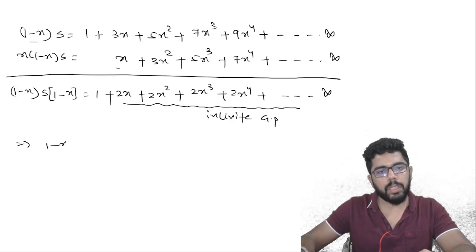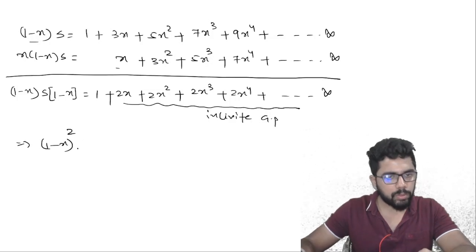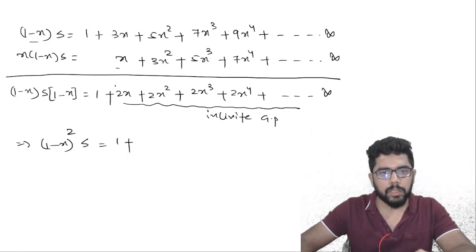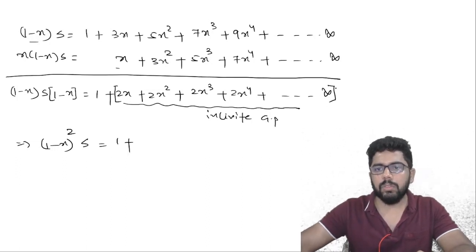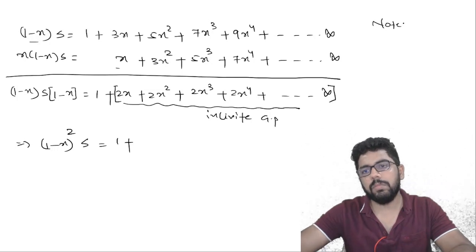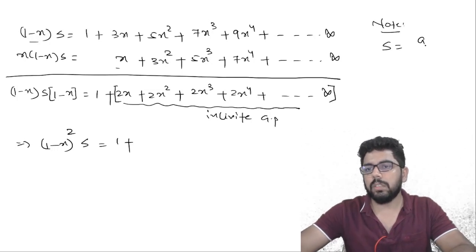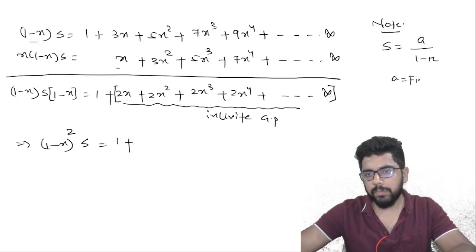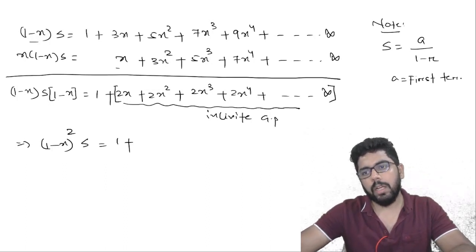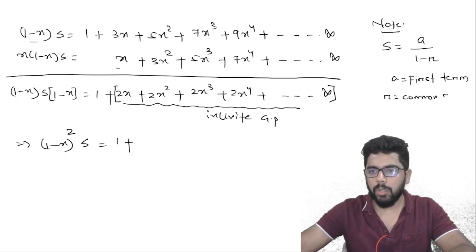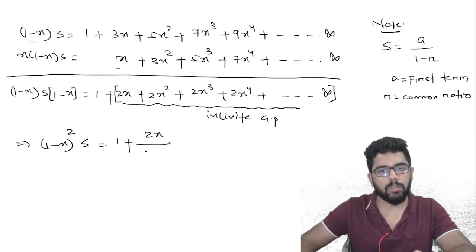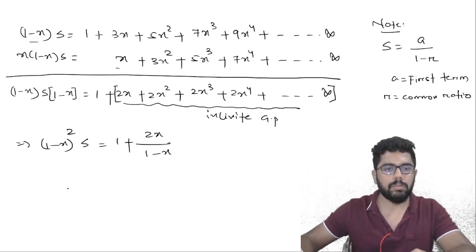So you get 1 minus x whole square into s equals 1 plus, and this thing is an infinite GP. So for an infinite GP, what is the sum? Sum is obtained like this: a by 1 minus r, where a is the first term and r is the common ratio. So in this infinite GP, the first term is 2x and the common ratio is x.